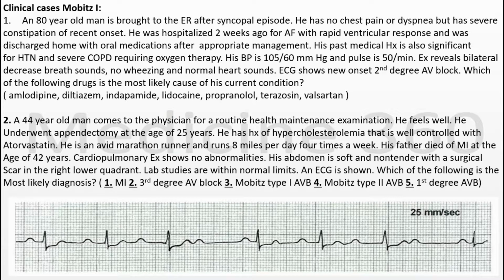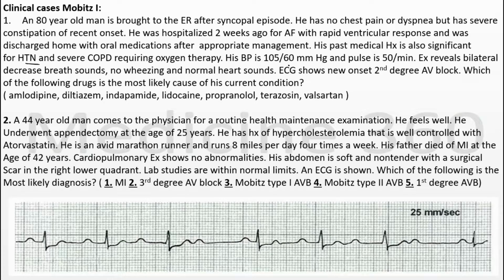An 80-year-old man is brought to the ER after a syncopal episode. He has no chest pain or dyspnea but has severe constipation of recent onset. He was hospitalized 2 weeks ago for atrial fibrillation with a rapid ventricular response and was discharged home with oral medications for appropriate management. His past medical history is also significant for hypertension and COPD requiring oxygen therapy.